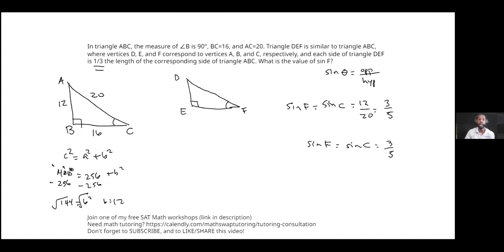So remember, this is just a reminder of how basic geometry and basic trig work. Similar triangles means that the angles are going to be equal to each other. Hopefully that was pretty self-explanatory.